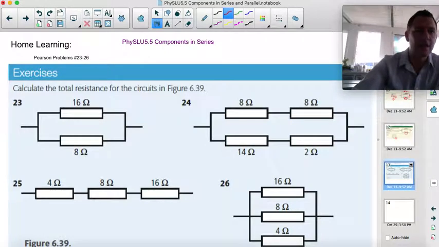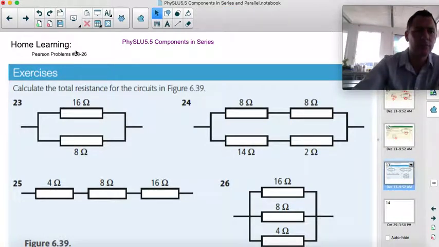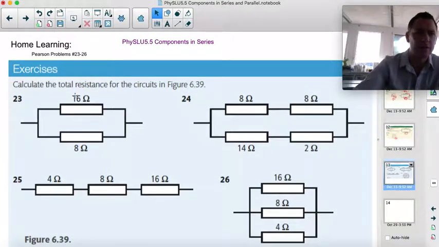Cool. Take that and try these 23 through 26. We want to calculate the overall resistance for these circuits, see what you can do with them. These are pretty straightforward, and then these become a little more complicated. Cool.